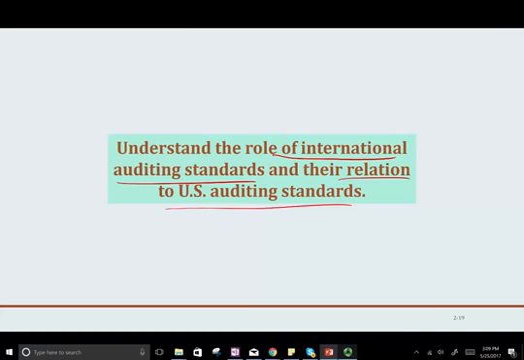If you remember, we had two separate sessions, one about the Public Company Accounting Oversight Board, PCAOB, and we said that this board sets the standards for public companies. Public companies, we also call them issuers, if you remember, right? Publicly traded companies, or issuers.